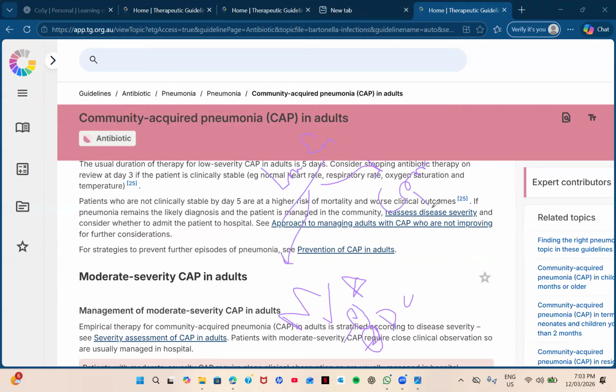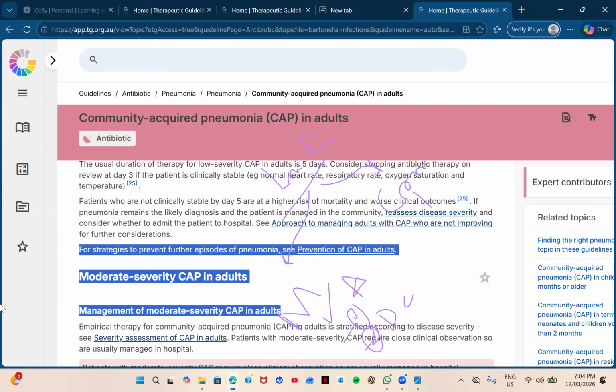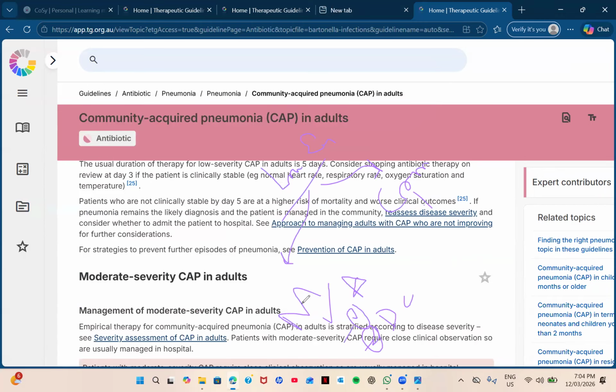Next, the combined therapy: we use it for patients with comorbidities of the liver, kidney, or heart. Here also we add another drug to the monotherapy. So we are adding amoxicillin with what? Doxy or clarithromycin.